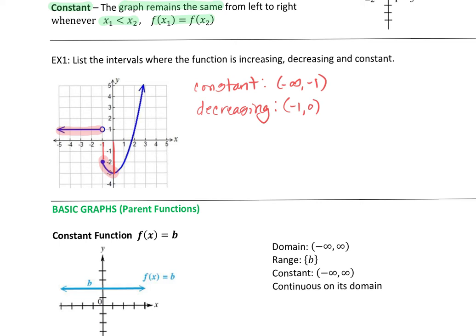And then if you look at the graph, you can see that it's just going to continue to go up and up and up as we go from left to right, which would mean we're increasing from the x value 0 to positive infinity.